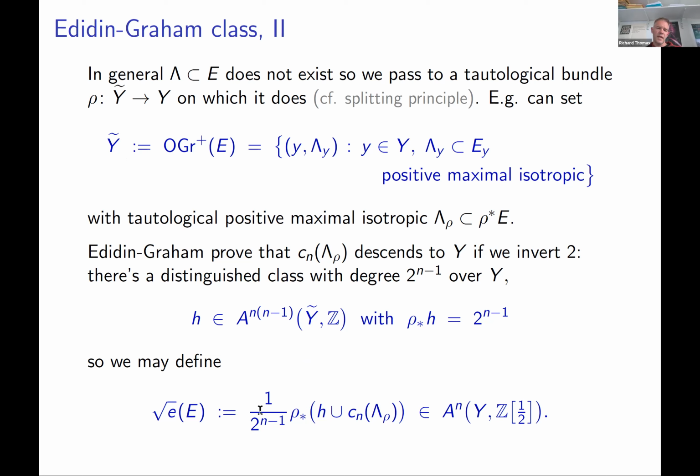And the fact that the degree of this cover is a power of 2 comes from quadratic forms. It always comes down to the fact that the quadric in P1 has degree 2. That's the 2. And that's why I have to invert 2 in coefficients. That's why Edidin-Graham invert 2 in their coefficients, because we want to divide by this 2 to the n minus 1. Any questions?